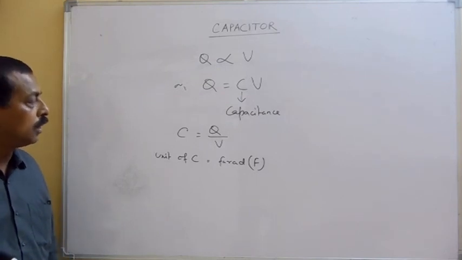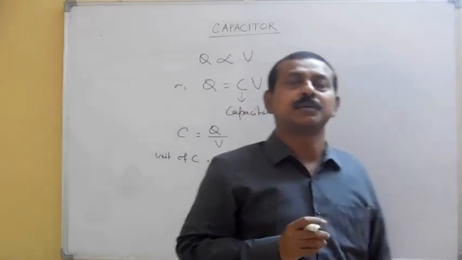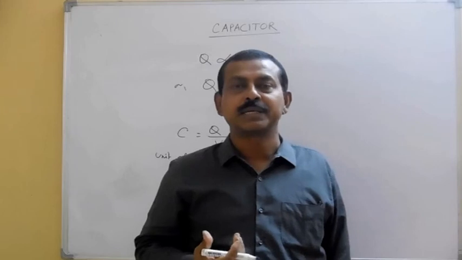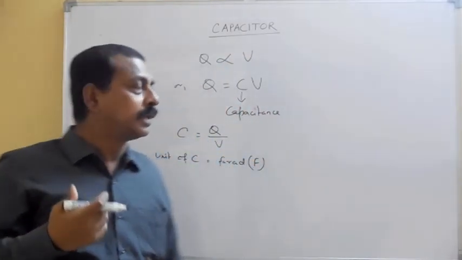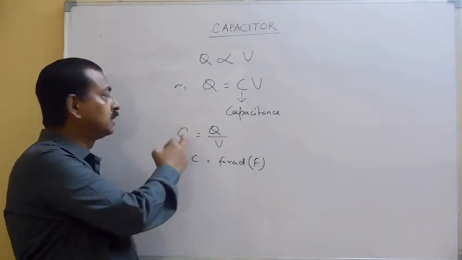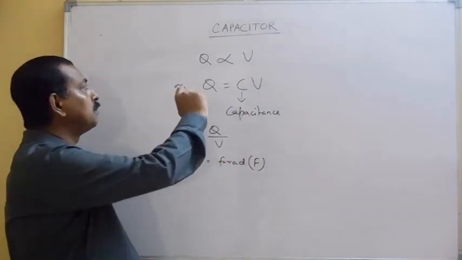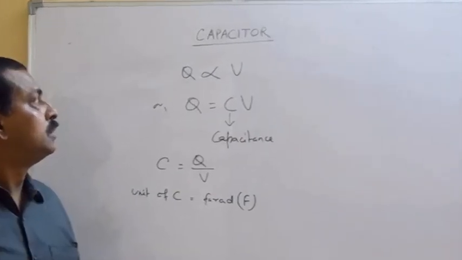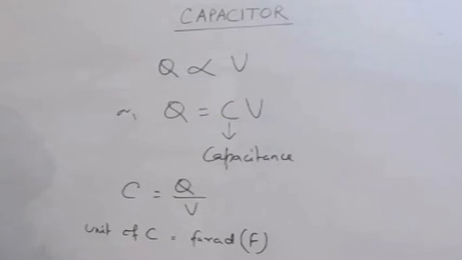Okay. Now, capacitance, as we said, is the capacity of a conductor to store charges. So if you want to store more charge, then you should have a larger value of capacitance, because we can see that Q is directly proportional to V. So, let's go through the basic theory of capacitance.